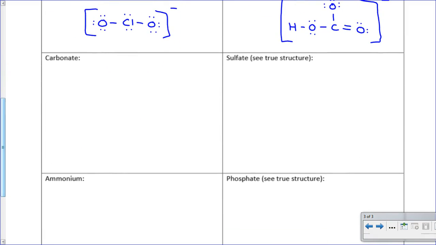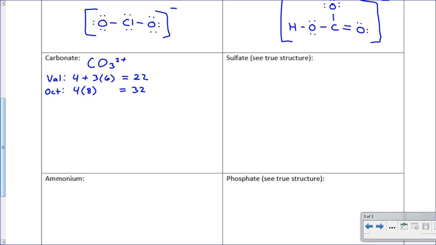For carbonate, this is CO3 2 minus. So for this one, for our valence, we've got 4 for the carbon plus 3 times 6 for the oxygens. You add that up, you should get 22. For our octets, there are 4 atoms here. None of them are hydrogen, so they all want 8. You get 32 for that.